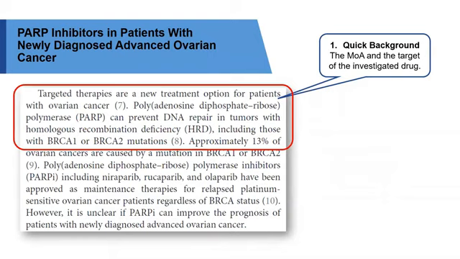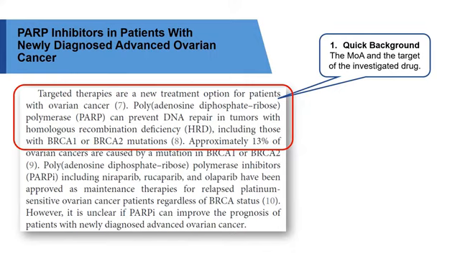I'm giving an example in another way. I found this article on PARP inhibitors in patients with newly diagnosed advanced ovarian cancer. So this is the second part of the introduction. So there was a first part and there's a following part, but the second part is stating the background of the disease they are talking about and the drug they are talking about. So for example, here they stated that targeted therapies are a new treatment option for patients with ovarian cancer.